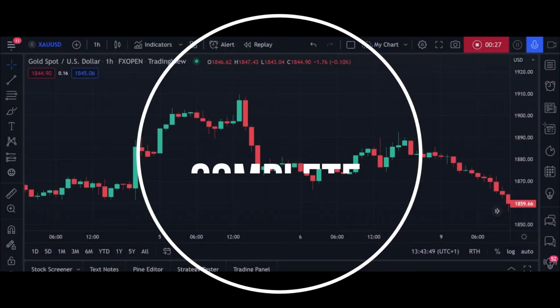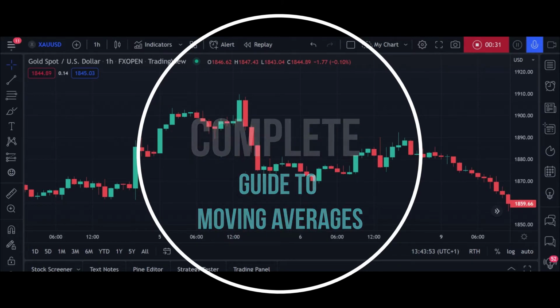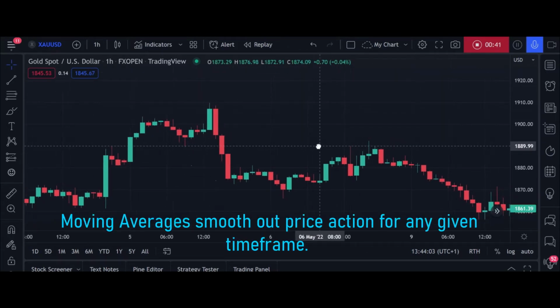Welcome to our complete guide to moving averages. We will be talking all about moving averages in this lesson. The first thing you will need to know is that moving averages are the most commonly used technical indicators. A quick and short explanation: moving averages smooth out price action for any given time frame.